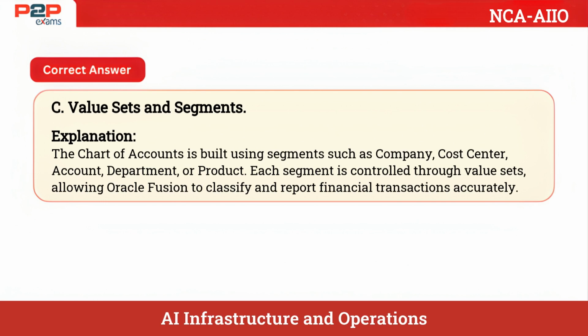The correct answer is C. Value sets and segments. Explanation. The chart of accounts is built using segments such as company, cost center, account, department, or product. Each segment is controlled through value sets, allowing Oracle Fusion to classify and report financial transactions accurately.